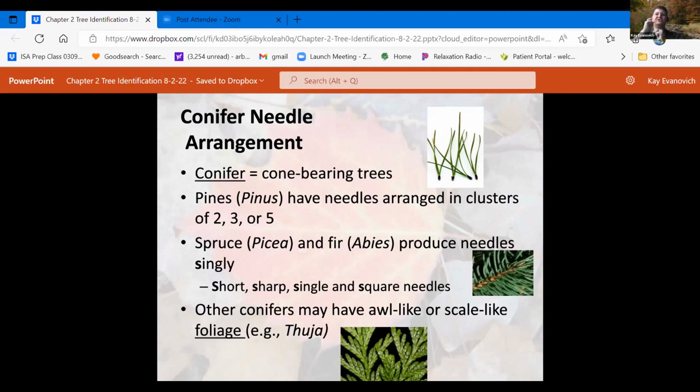They have short, sharp, single, square needles, right? That's going to be a spruce or a fir. They don't have their needles in clusters like the pines do. They come right off the twig and they're usually very sharp and sticky. Think Christmas tree. Other conifers may have awl-like or scale-like foliage. The example on the bottom is a Thuja, right? They look like they're stuck together in little awls or little scales that go on top of each other. So that's how you can kind of remember them.